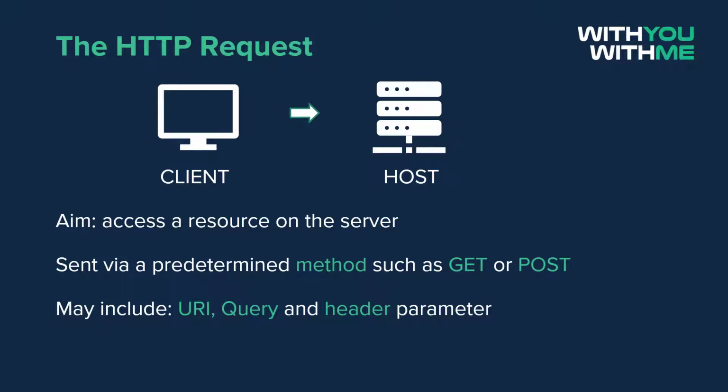A HTTP request is initiated by the client to a host server. The aim of the request is to access a resource on the server. HTTP requests are sent via a predetermined method such as a GET or a POST. And the HTTP request may use one or a combination of URI, query, or header parameters. We'll break these down in the following slides. We'll start with the URI parameter. But first, let's take a look at what a URI is.